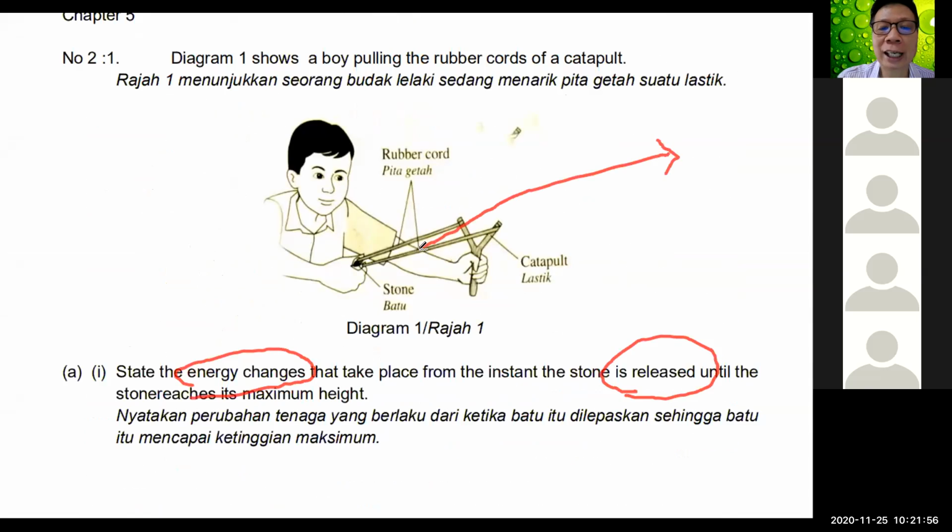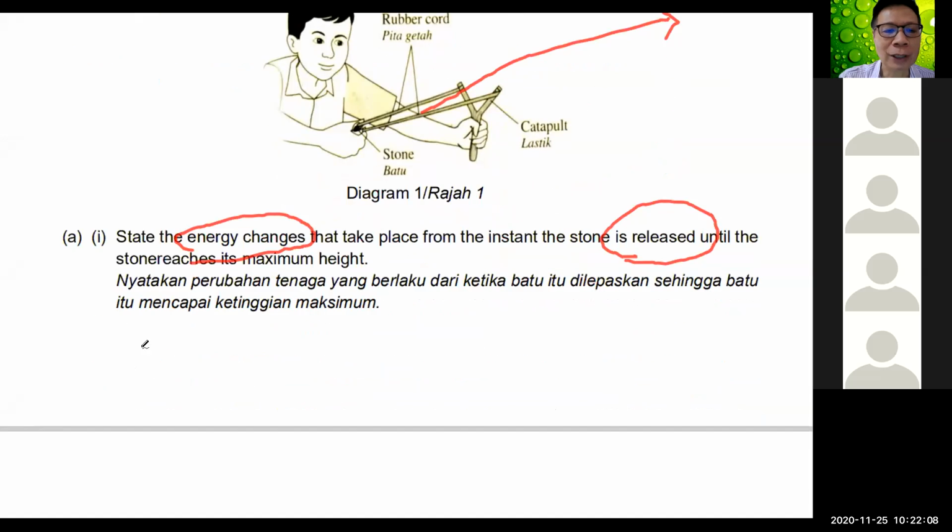Okay, so you write, start from kinetic energy to gravitational potential energy. Write the answer. Start from kinetic energy, then gravitational potential energy. Kinetic energy to gravitational potential energy. Start from kinetic energy, then you get gravitational potential.